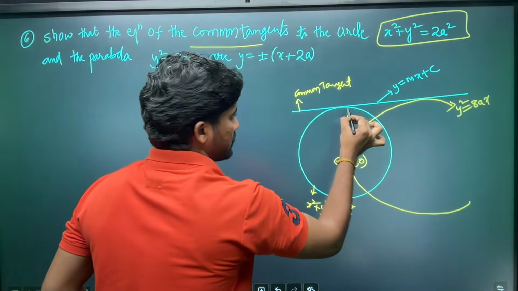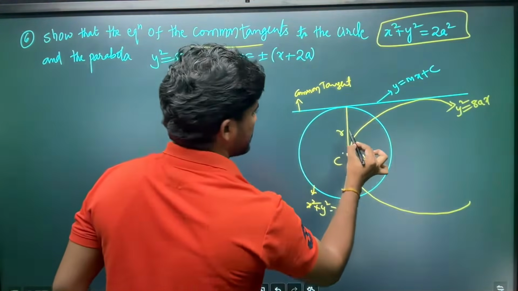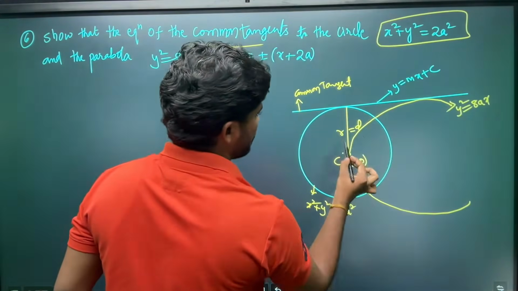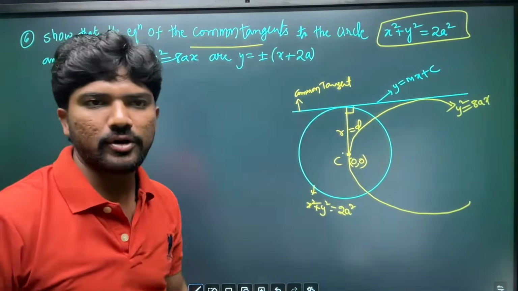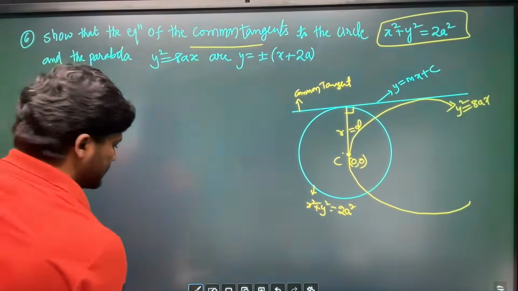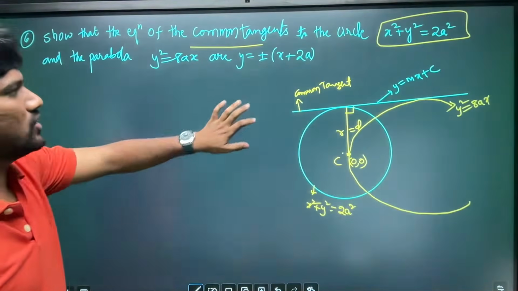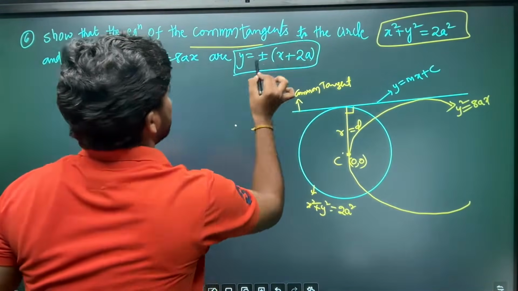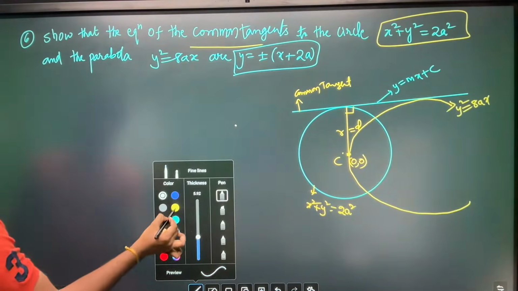perpendicular distance, we have to prove. So from here to here, this is called the radius, and as well we have to show the perpendicular distance. We have to prove that radius is equal to perpendicular distance. Clear? Okay, so when you prove radius is equal to perpendicular distance, then the solution will come, that the final tangent equation is y is equal to plus or minus x plus 2a. So very easy problem. First of all, try to understand.